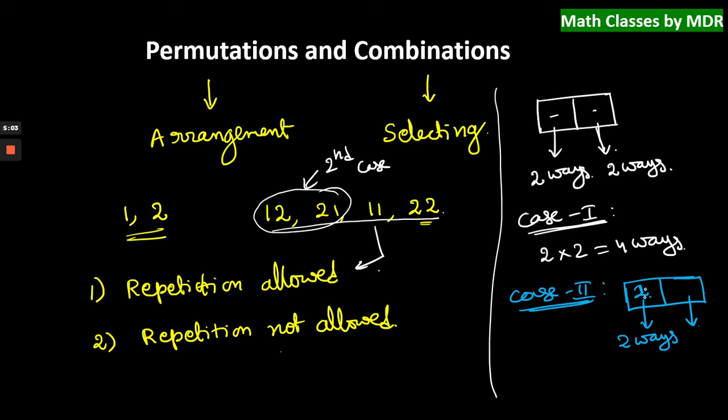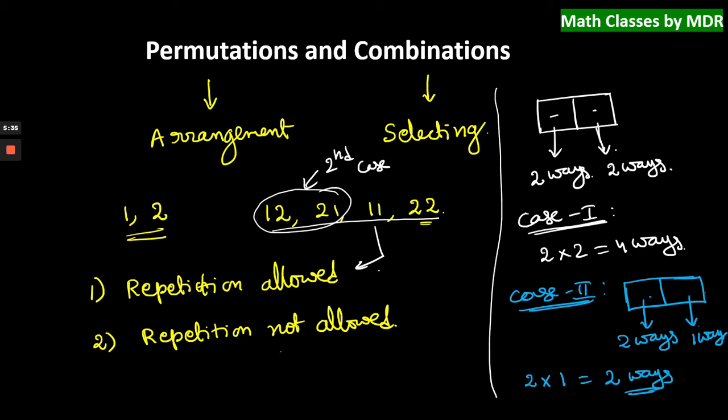Or if you have used 1 here, then 2 is the only number available for the units place. So in how many ways can we fill this? Only one way. So in total 2 into 1, that is 2 ways we can form 2-digit numbers if repetition is not allowed. What are those numbers? 1, 2 and 2, 1. So that is the meaning of repetition allowed and repetition not allowed.